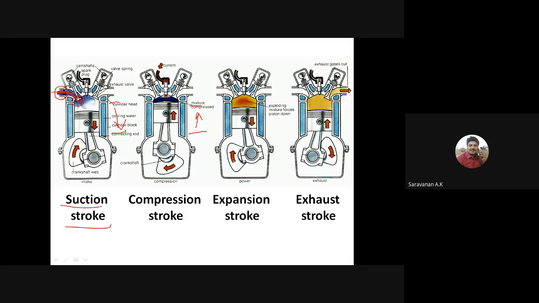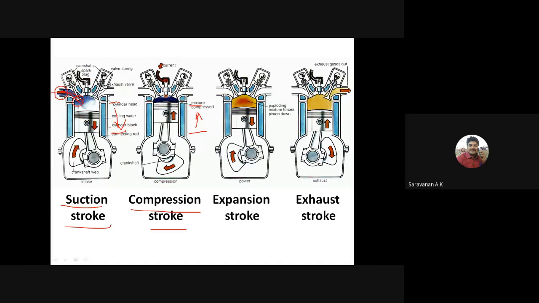What will happen? The air fuel mixture will be compressed, right? While it is in compression, the pressure as well as the temperature of the mixture of air and fuel will increase, right? So this is called the compression stroke.